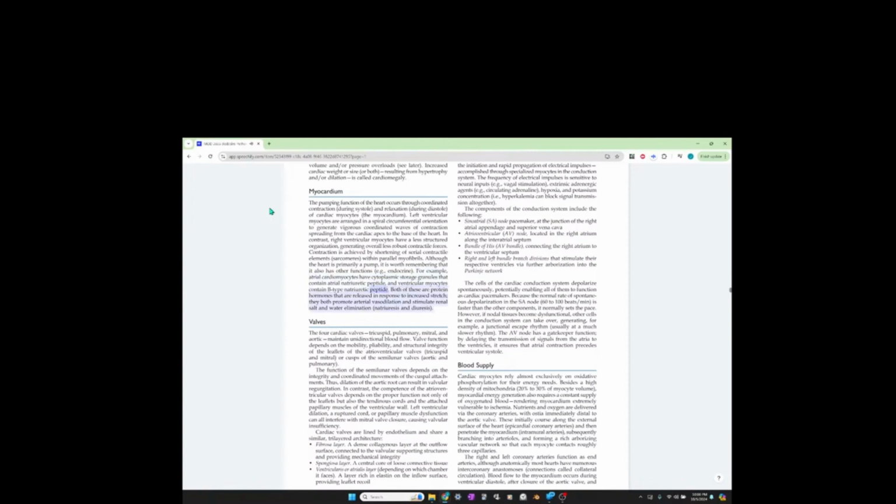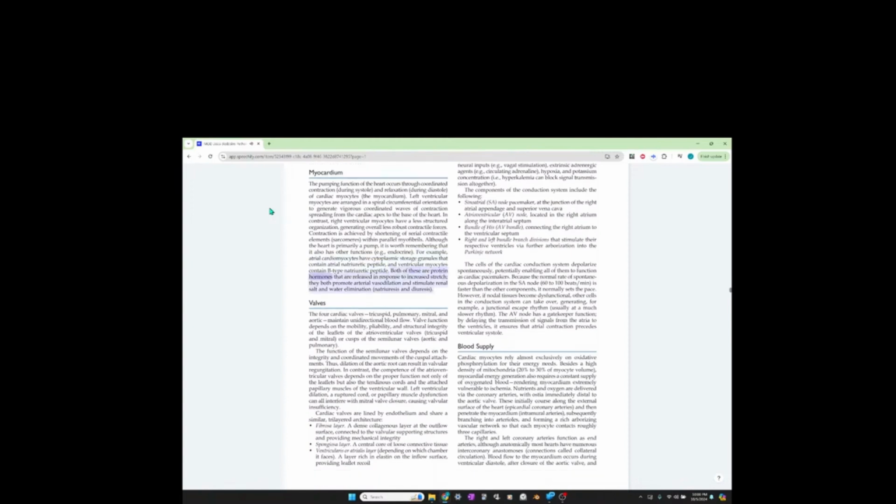Both of these are protein hormones that are released in response to increased stretch. They both promote arterial vasodilation and stimulate renal salt and water elimination.